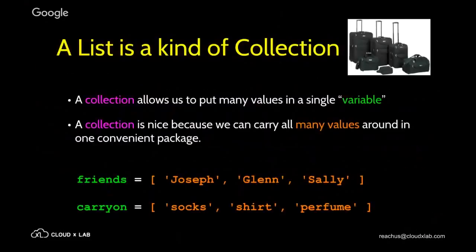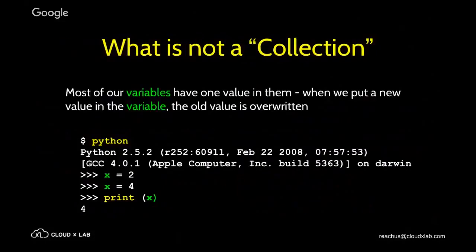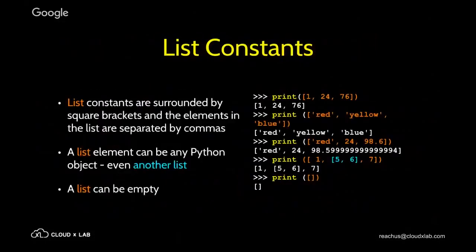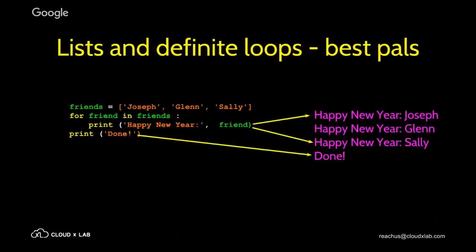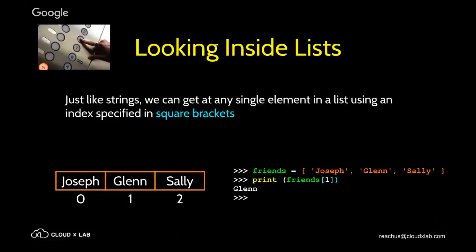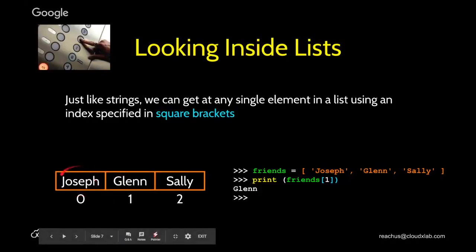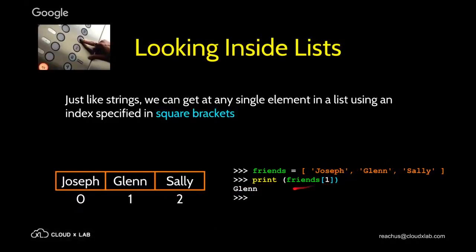Right. So a list is a kind of collection, and what's not a collection? The basic numbers are not a collection. We have been using lists for quite some time, and we can iterate over the list using loops, and we can look inside the string. We can go to any element in the list, just like characters in this string. The elements of the list also have a zero-based index. So if you want to access this, we have to use 1.